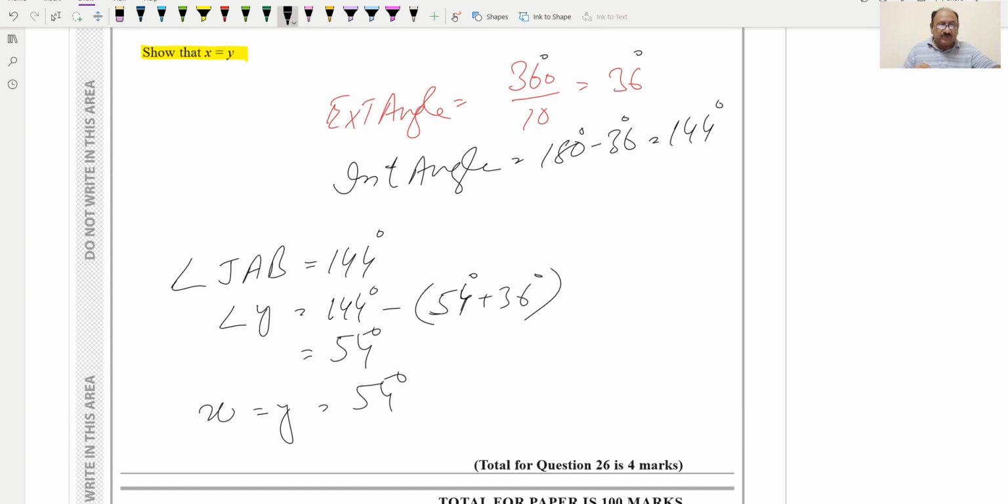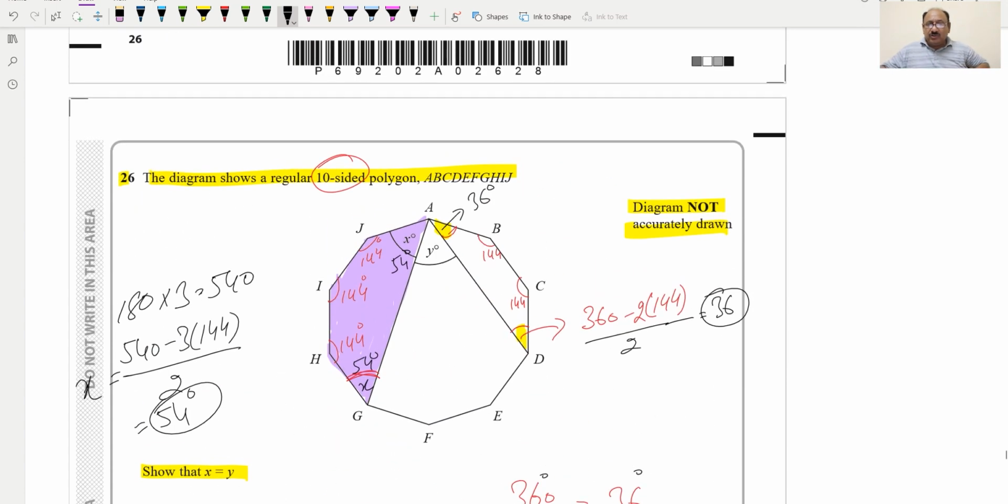So hence this is done. This was a 4-mark question which we have done. Hopefully you understood each and everything.